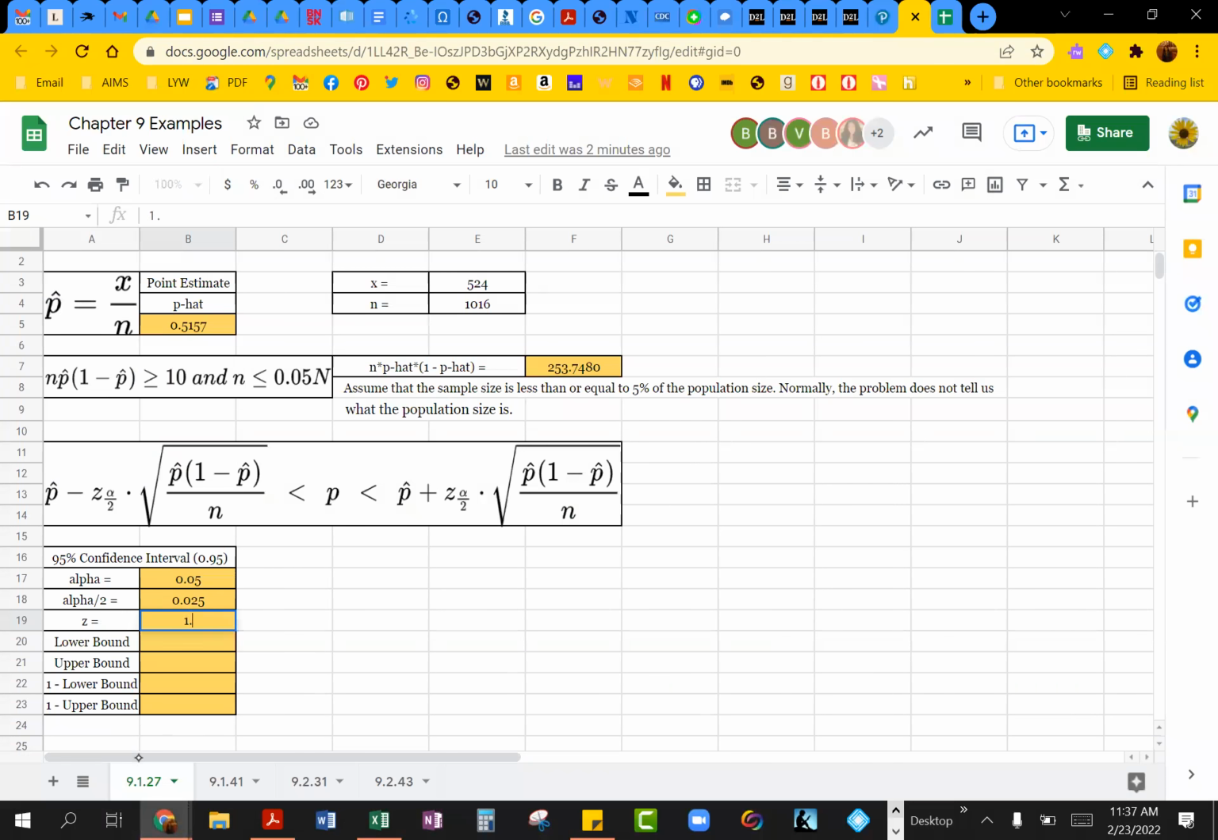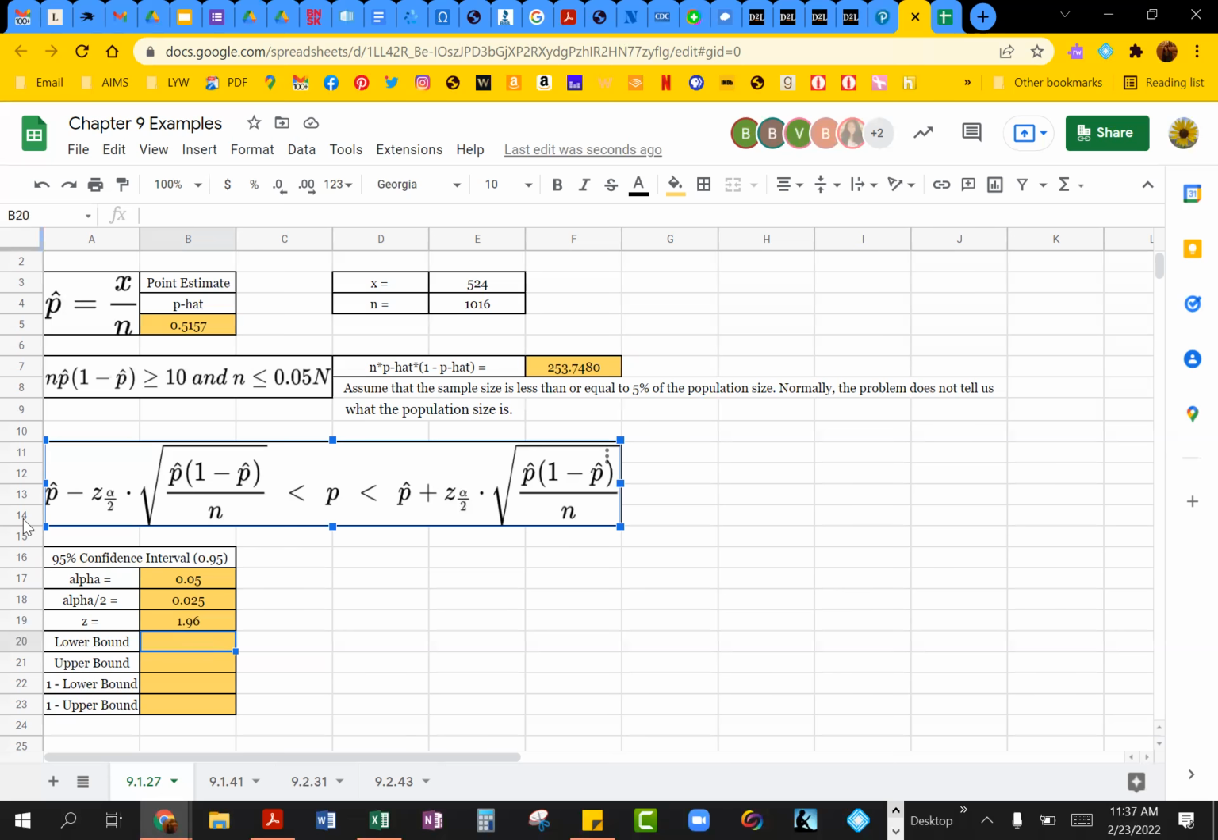And that's what we're going to put here, 1.96. Once you have calculated your z value, then you're just plugging into this formula over here. So again, I'll show you how to do this with the built-in cells instead of typing the numbers in.